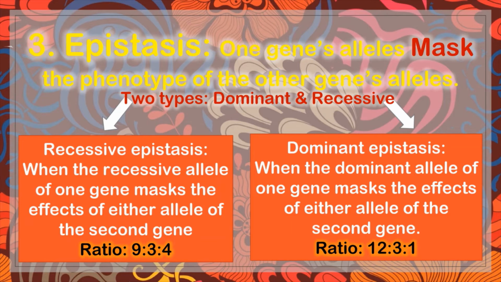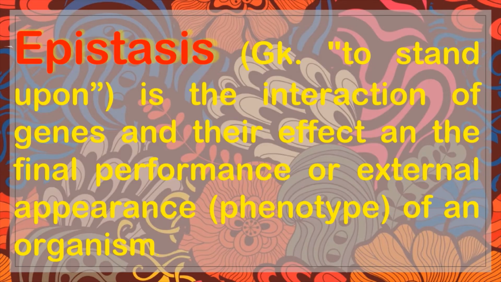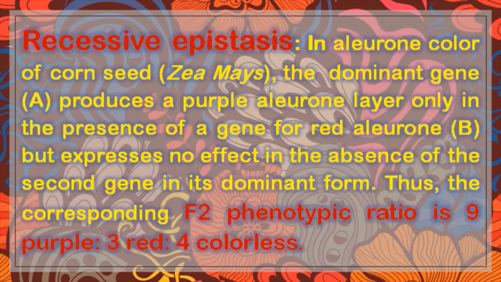We have 2 types again here. One is called dominant epistasis, the other one is recessive epistasis. In these 2 types, 2 different genes are involved in the interaction, and these 2 genes are involved in the expression of a trait. In these 2 types, one gene is always hypostatic, the other gene is always epistatic. The one which is epistatic will actually suppress the gene which is hypostatic. That is what is called epistatic gene interaction.